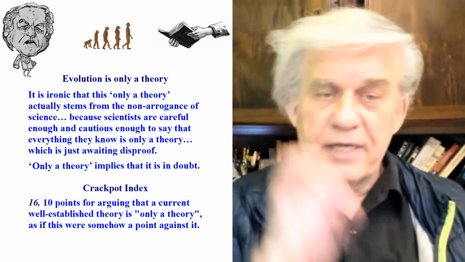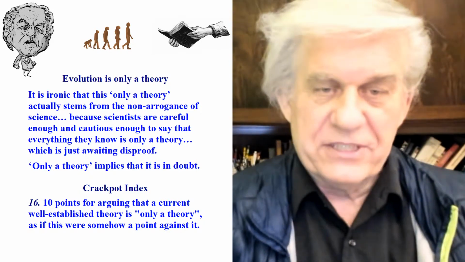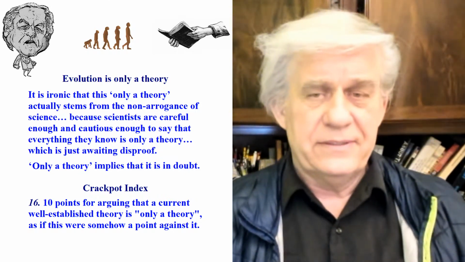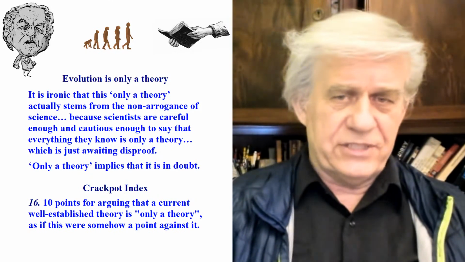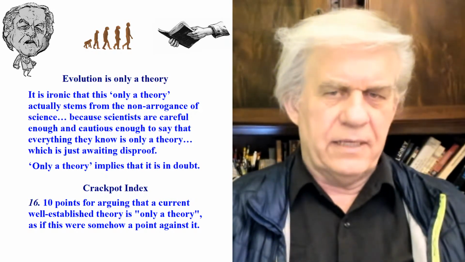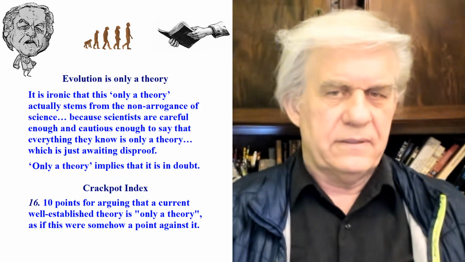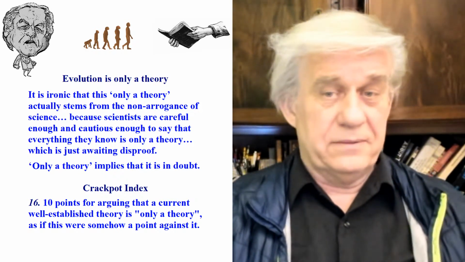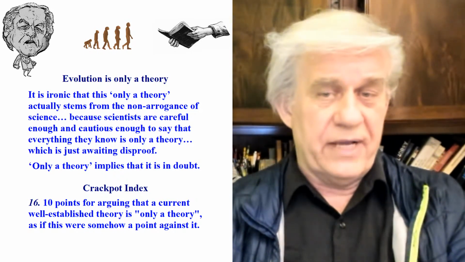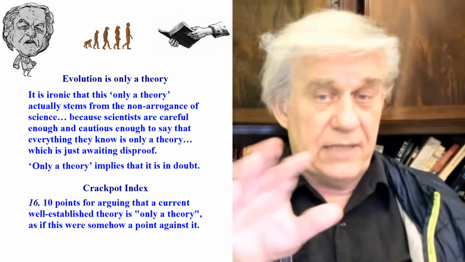He says, it is ironic that this "only a theory" actually stems from the non-arrogance of science. Because scientists are careful enough and cautious enough to say that everything they know is only a theory. Yeah, I agree, because science is only about theory. So the question is, where does all this evidence thingy come in, where they try to prove theories, which means that they convince someone of their explanation? The convincing part has got nothing to do with the theory, with the explanation. And so they emphasize the evidence, the belief, whether you believe in the theory or not, the proof part. That's all religion, but that's what they emphasize, not the explanation, the objective explanation. That's where we have a problem.